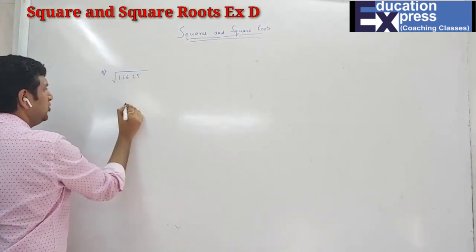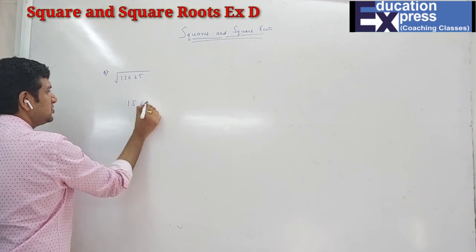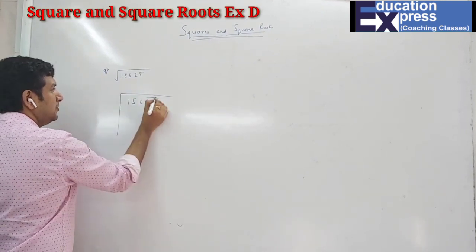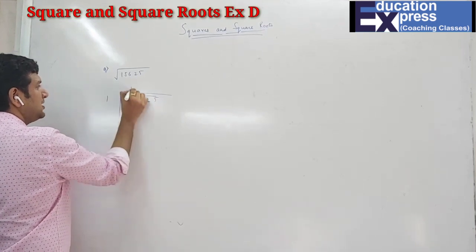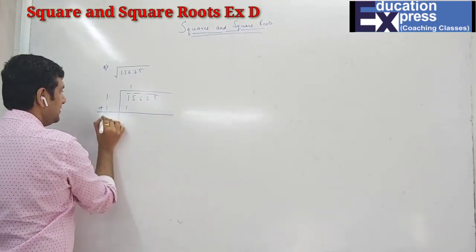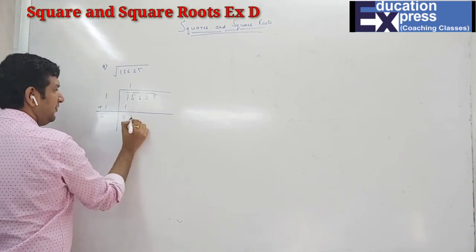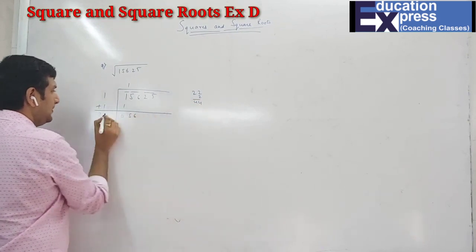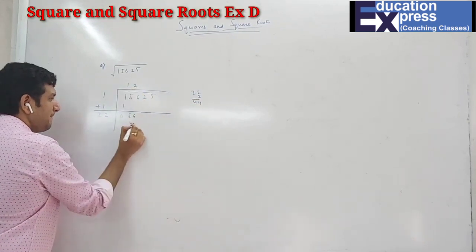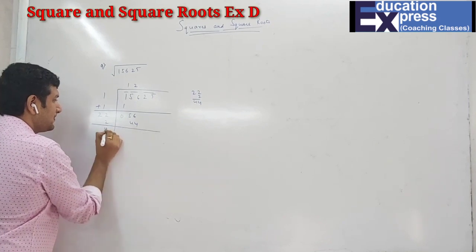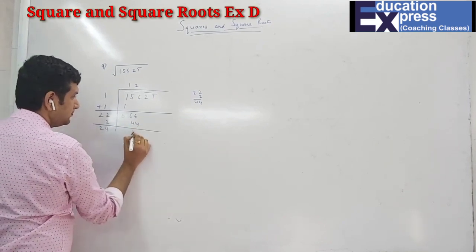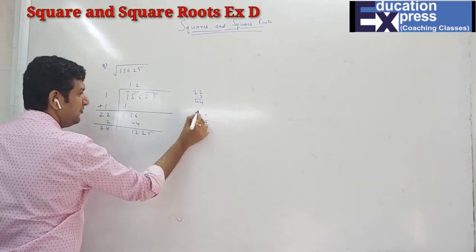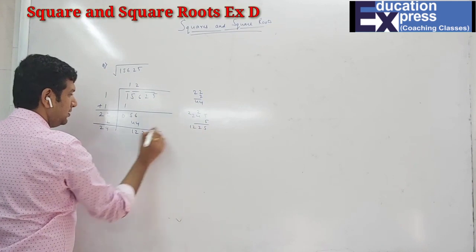So obviously I'll go for the division method. 15625. 1 pair, 2 pair, and here. So 1 one is 1. Then 5 and 6. So 2 twos are 4. So I'll go for 2 twos are 44. And last one is a 5. So I'll go for the 5 table. 5 fives are 25, 20, and then 12. Yes, it's correct.